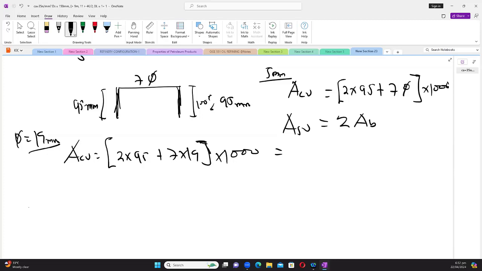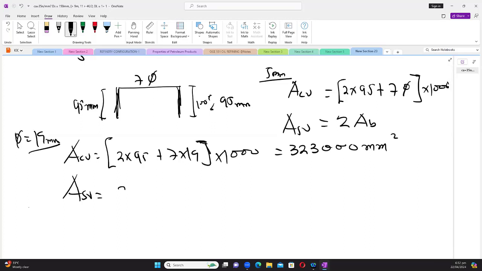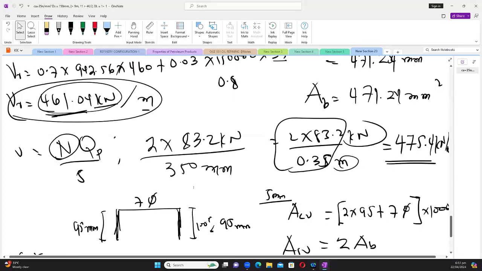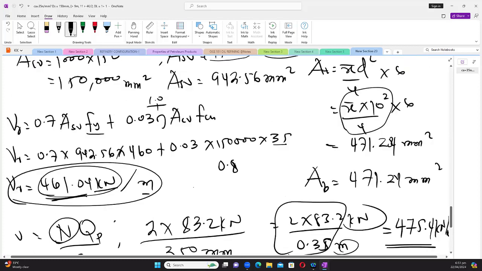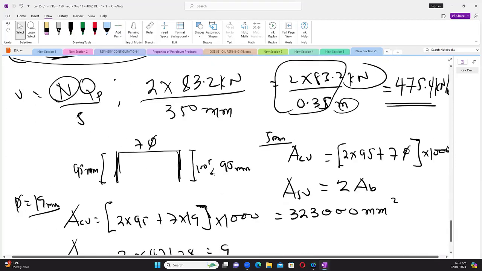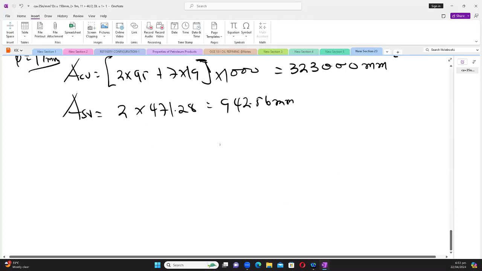Those calculating, what is ACV? 323,000, like this. 3 zeros at the back. Then ASV is 2 times... it's the same as what we did because the bottom and top are the same set of bars. So this is the bottom one, the same as the top. 471.28. We'll still get back the 9. 942.56 millimeter. So the calculation is now simple.